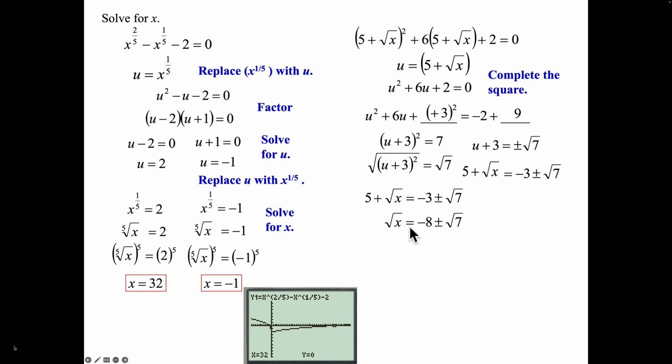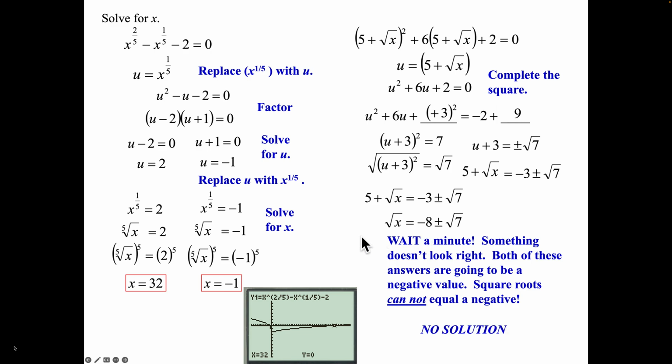Square roots have to be equal to positive numbers. That's a pretty good sized negative 8 there. And the square root of 7, that's like less than 3. So negative 8 plus 3 even is negative 5. And negative 8 minus 3 is another negative. I get nothing but negatives here, and square roots can't be equal to negatives. So, ladies and gentlemen, that's a no solution.